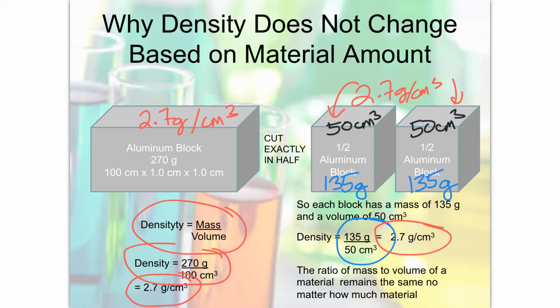So the density doesn't vary with the size of the block because the ratio of mass to volume doesn't change. If the mass goes down by a factor of 2, the volume goes down by a factor of 2. The ratio doesn't change. That's why density is an intensive property. So hopefully nobody will get it wrong now that they've seen this little tutorial.